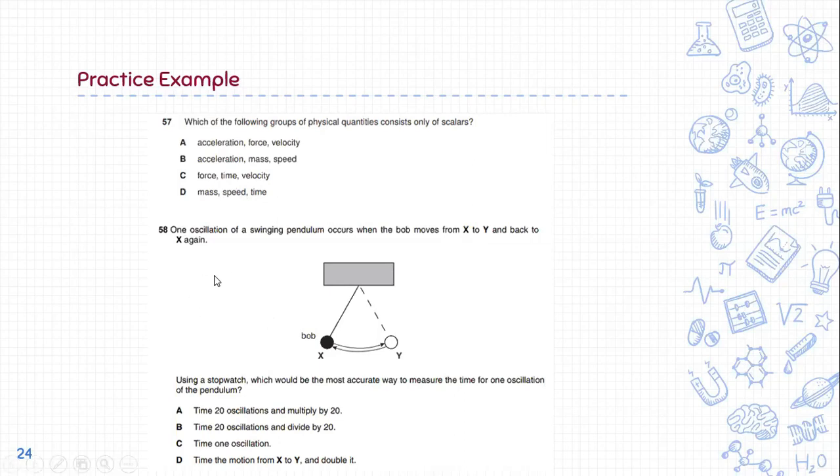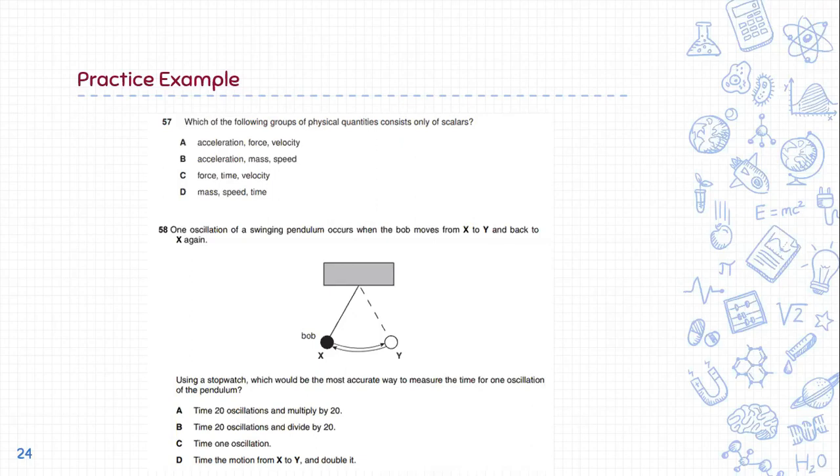Moving on to the next question. One oscillation of a swinging pendulum occurs when the bob moves from X to Y and back to X again. Using a stopwatch, what would be the most accurate way to measure the time for one oscillation of the pendulum? As we have realized, there is a certain human error attached to looking at the event happening and then pressing the button on the stopwatch, so we're going to try to minimize that human error by distributing it across a number of oscillations and then dividing by the same number of oscillations. So we're going to time 20 oscillations and then divide by 20 to find out the time for one oscillation.